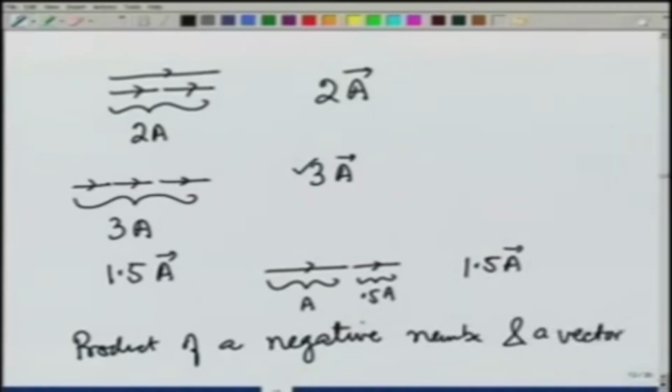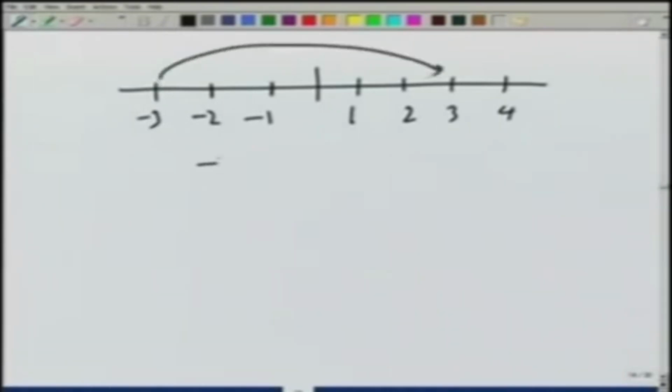Recall from your school days, what does multiplying by a negative number mean? If I go to number line, this is 1, 2, 3, 4, minus 1 is in the other direction, minus 2 is also in the other direction, minus 3 is in the other direction, and so on. If I multiply minus 3 by minus 1, it becomes 3. So, minus 1 times minus 3 becomes 3. What the multiplication by a negative number is doing, therefore, is changing the direction.